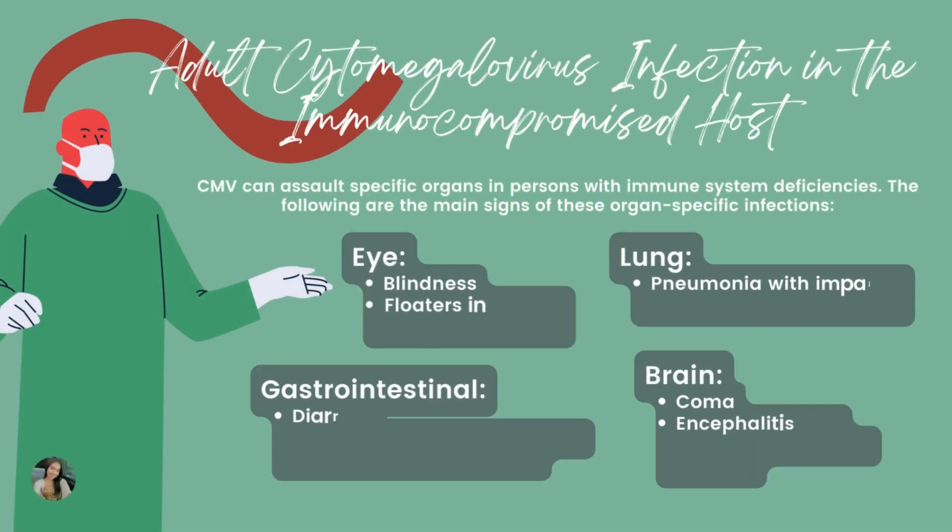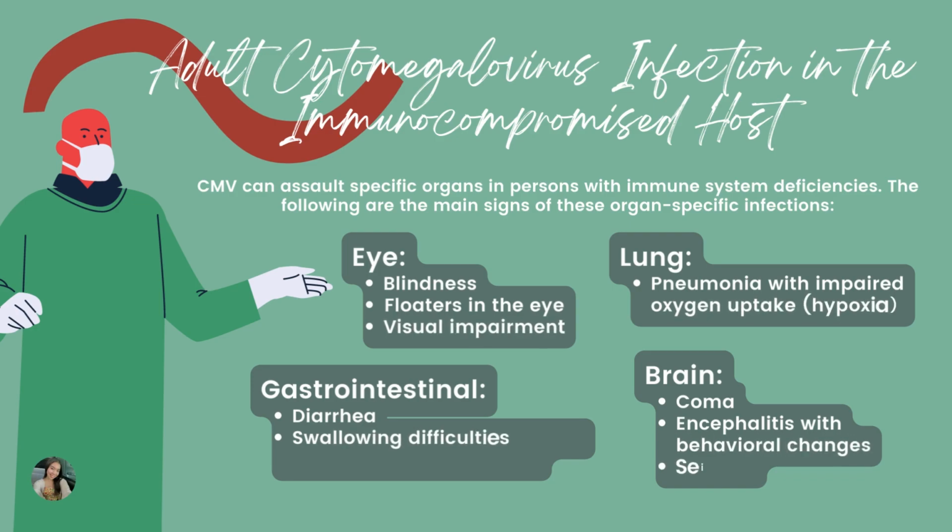Adult cytomegalovirus infection in the immunocompromised host. Immunocompromised patients with CMV infections experience significant morbidity and mortality, particularly in transplant recipients and those with HIV infection. Severe CMV illness can include pneumonitis, peritonitis, colitis, and encephalopathy. CMV can assault specific organs in persons with immune system deficiencies. The following are the main signs of these organ-specific infections.